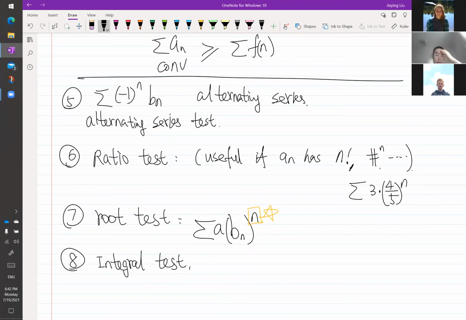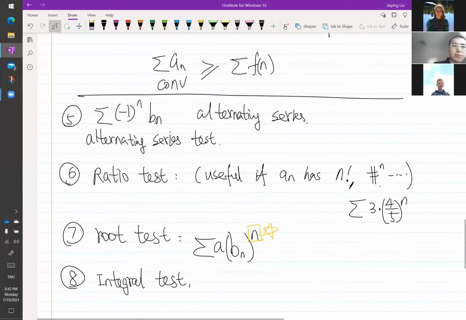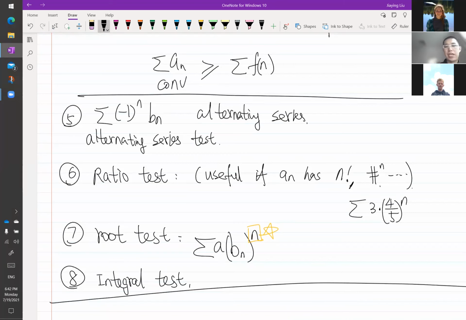I'm not saying that you have to go down the list, right? 1 to 8. You kind of have to, based on experience, look at them, see if it's like one of the easier cases. If not, sort of go and try the comparison, try the ratio or root test. Any questions on those? This is 11.7, so just basically put together all the tests that we have come across in earlier sections.